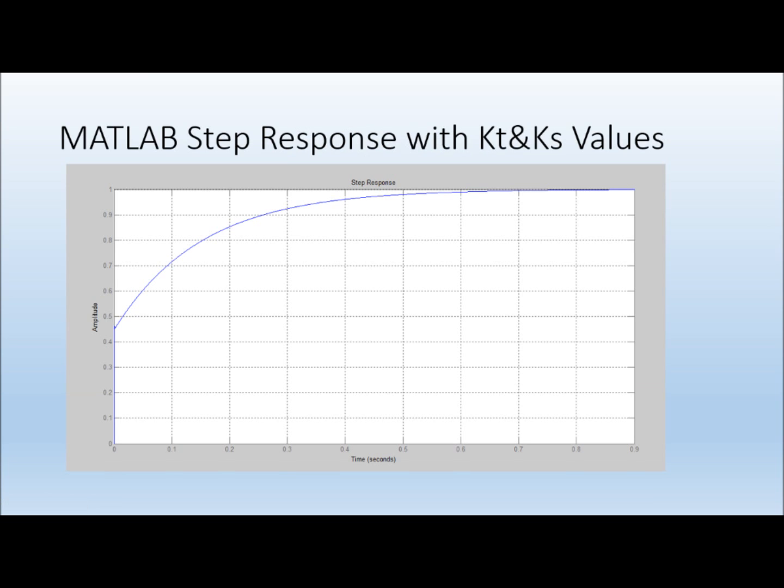After doing the calculations, we plugged our KT and KS values back into our transfer function and graphed it in MATLAB utilizing a step response. As you can see here, our x-axis is still in time in seconds. Notice that it is up to 1/9 of 1 second, while our y-axis represents the amplitude, going in a decimal value up to 1.